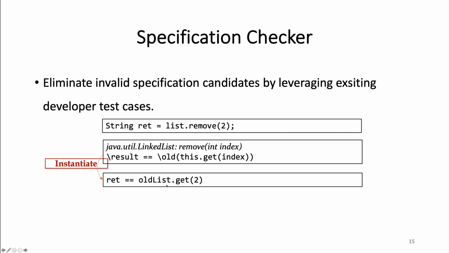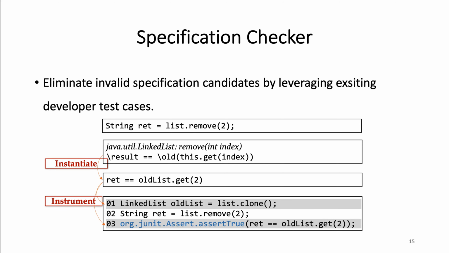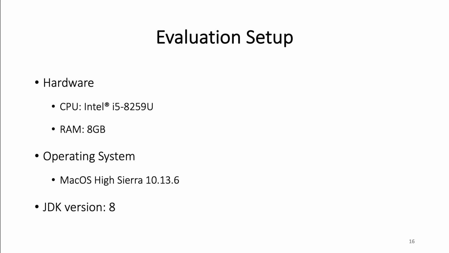Then we instrument the assertions and the related code into the existing test cases. After that, we can run the instrumented test cases to help eliminate incorrect specifications.